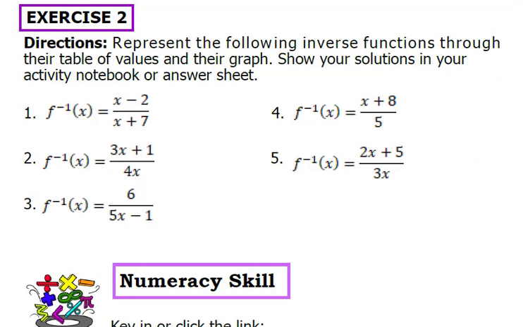For number 4, f inverse of x equals x plus 8 all over 5. Though this function does have a denominator, it's a constant. So we consider this as a linear function. This is just a constant, so we can say actually 1/5 x plus 8/5, so it's linear. Let's take a look at the solution.